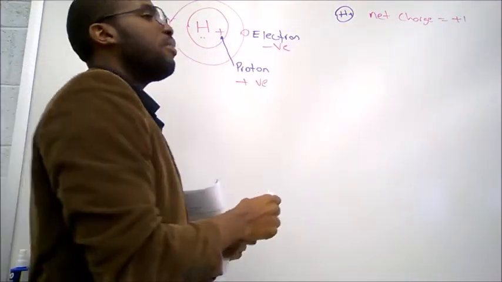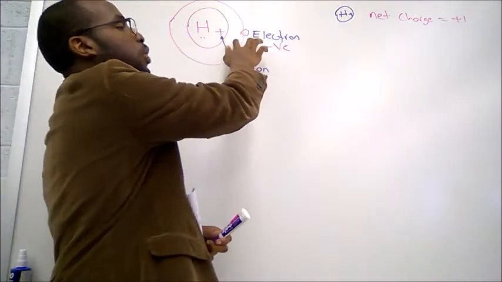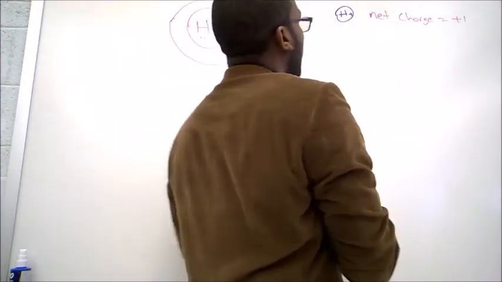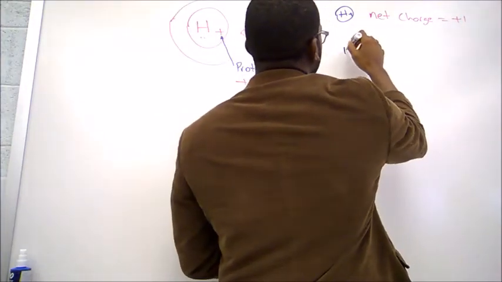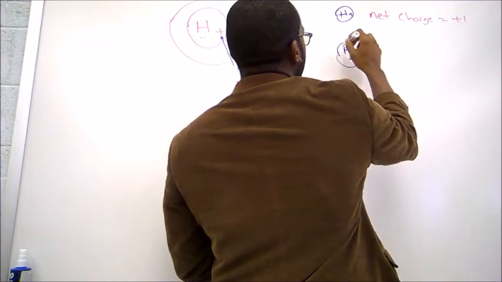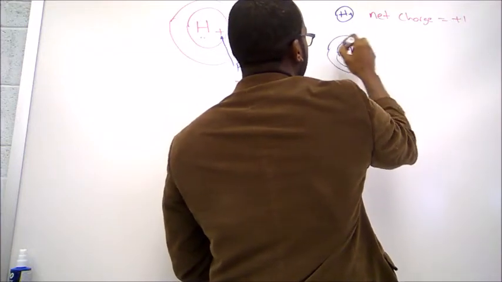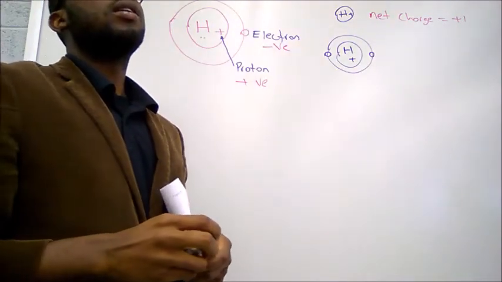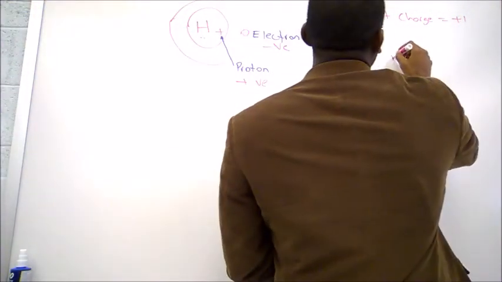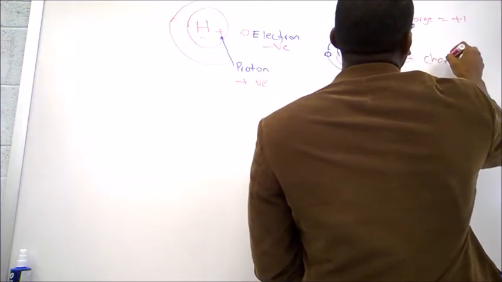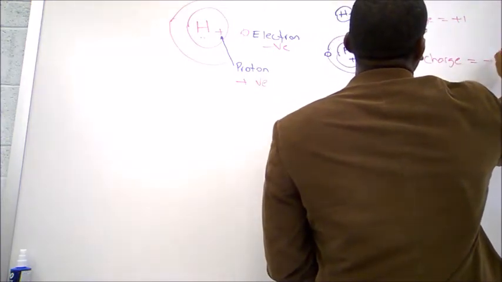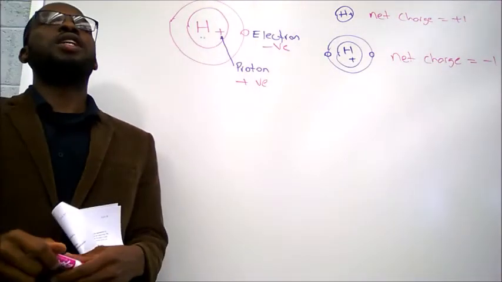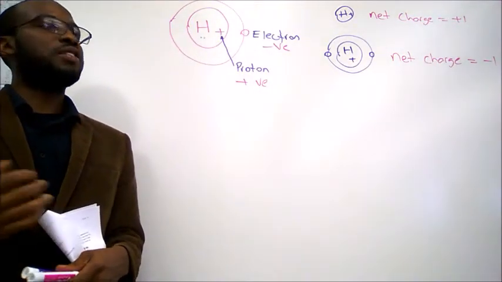Likewise, if this electron that left goes and joins another hydrogen atom, now we have 2 electrons here. What will be the net charge here? Negative 1. Correct. The net charge is -1 because we have an extra electron, and we know that the electron has a negative charge.